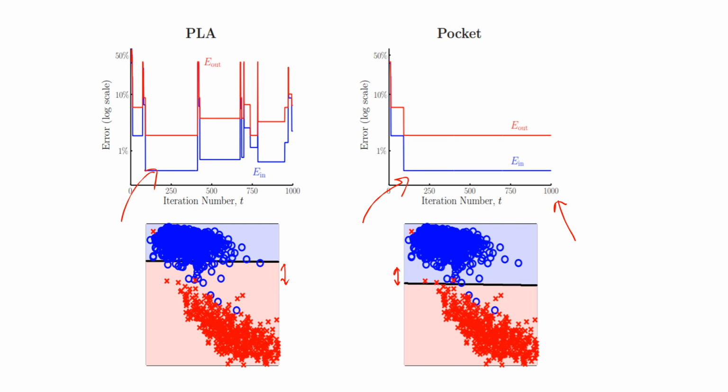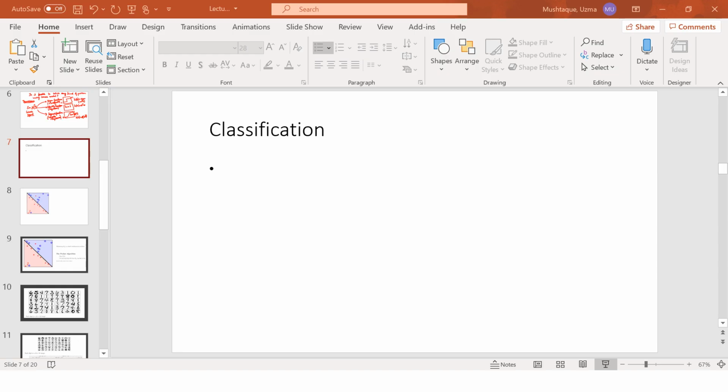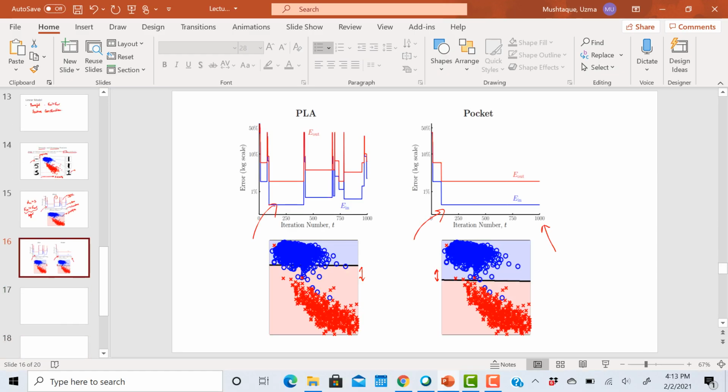Okay, so that was a comparison of the PLA and the pocket algorithm, and this video was essentially telling us about feature construction. In the next video, I'm going to look at linear regression.